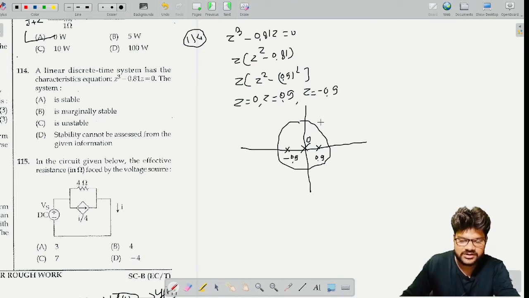And this is, let us say, the z plane, then this is mod of z equals 1. We draw this unit circle. Since all poles are inside the unit circle, the ROC will include the unit circle, so it will be a stable system. So it is stable.